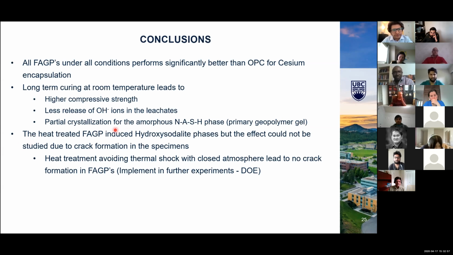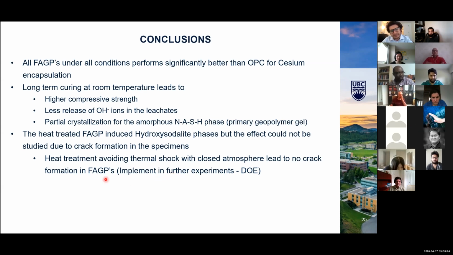And also the effect of hydroxysodalite could not be studied because of the crack formation here. But I found a method, where I tried to prepare geopolymer in a closed environment, avoiding thermal shock, which leads to no crack formation within the geopolymer. And I will use the material prepared in my further experiments to see the effect of hydroxysodalite, whether it helps in cesium encapsulation or not.